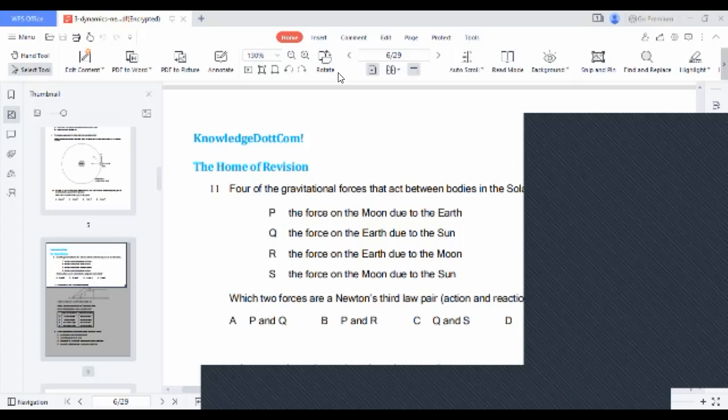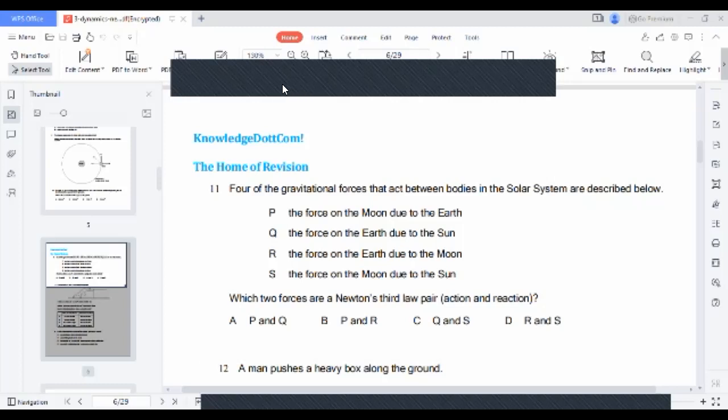Okay, let's see number 11. Number 11 is about Newton's third law. There are 4 gravitational forces given here that act between bodies in the solar system. In our solar system, we have Earth, Moon, Sun and other planets, described below. The force on the moon due to Earth. So here is a pair between Earth and Moon.